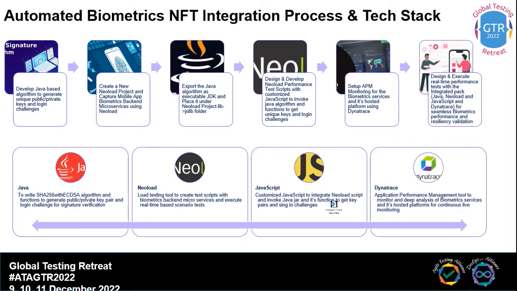So in terms of technology stack, we have used Java to generate a SHA-256 with ECDSA algorithm-based function for generating the private key and generating the login challenge for signature verification. The NeoLoad script uses both the backend services and also the customized JavaScript to invoke the Java to get its public key and private key for every login attempt.